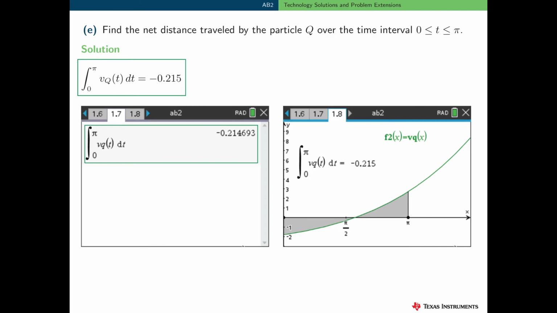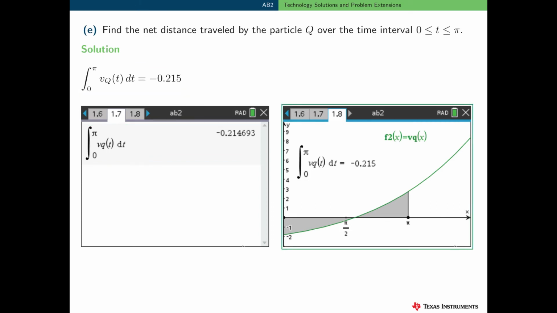Now this means that particle Q ended up 0.215 units to the left of where it started at time t equals 0. And here's a visualization of this result. The net distance traveled by the particle is the net area bounded by the graph of the velocity function and the horizontal axis. These two areas look almost equal, and in fact, there's just a little more area in the region below the axis than above, and therefore, the result is minus 0.215.